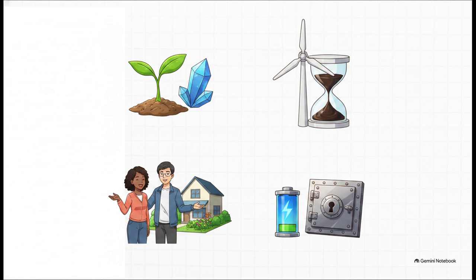Second is exhaustibility. Does it replenish, like the wind, or will it eventually run out, like fossil fuels? Third is ownership. This spans all the way from your individual house to community parks to national minerals and even international waters. And finally, status of development. This just tells us if we have the technology to use a resource right now, or if we're keeping it as a reserve for the future.